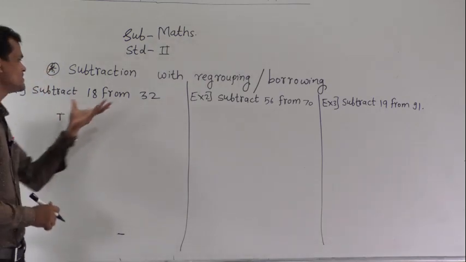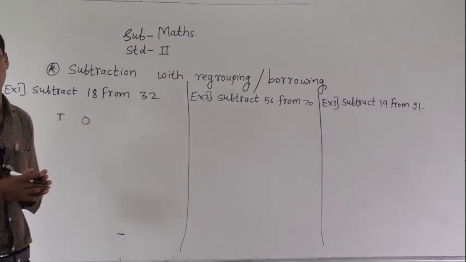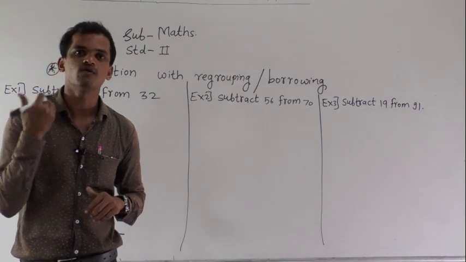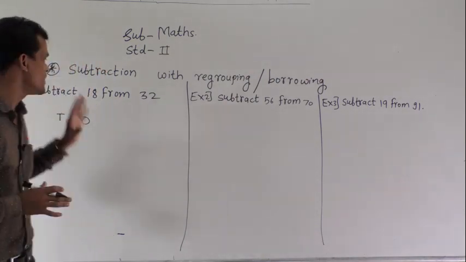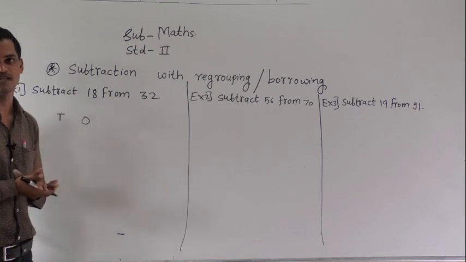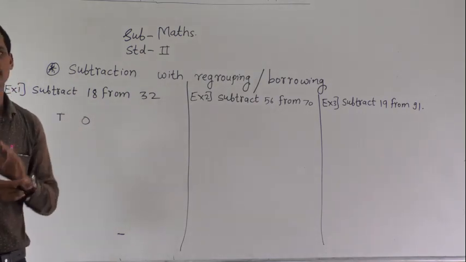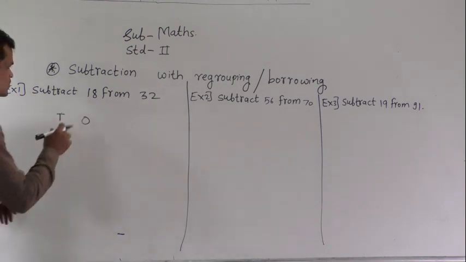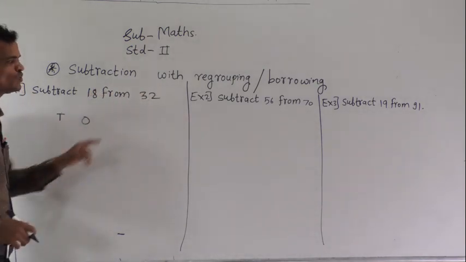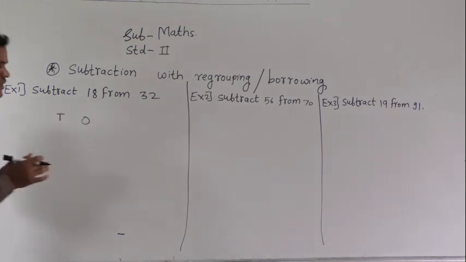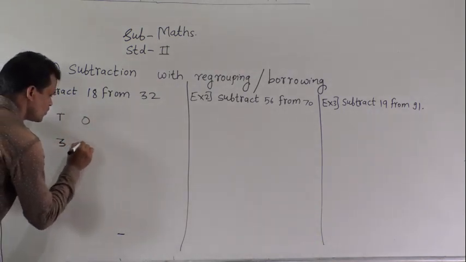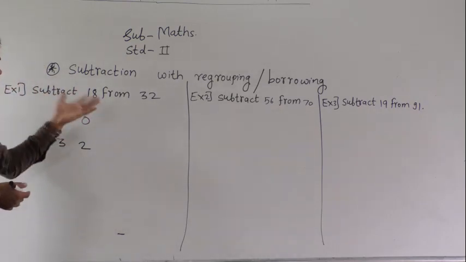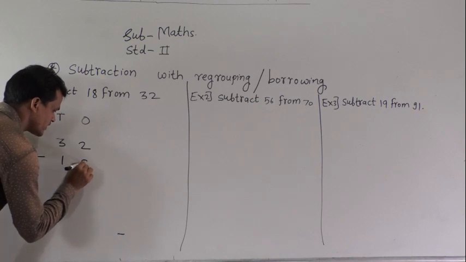First decide which is the greatest number, and in subtraction you always subtract the smaller number from the bigger number. So first write the bigger number on top, and under that write the smaller number while writing the numbers into columns. Between 18 and 32, 32 is the greatest number. So write 32 on top and under it write the smaller number, 18.